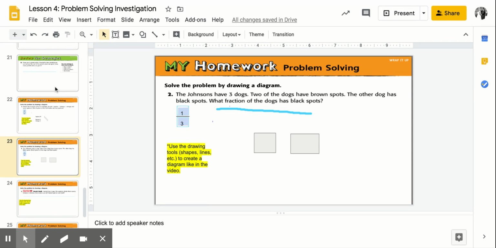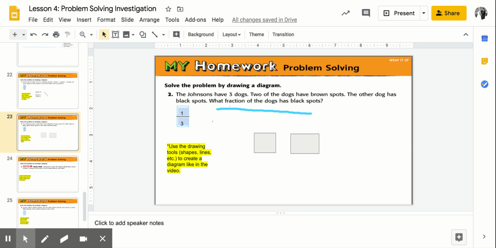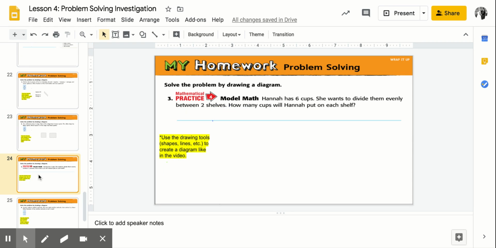Okay? So you see how even though in the lesson it's teaching you to draw diagrams and that sort of thing, you have to do what works for you. So you might be drawing this out differently, or you might be doing the math in your head. I'm looking to see if you can figure out the answer to the question at the end of the word problem.